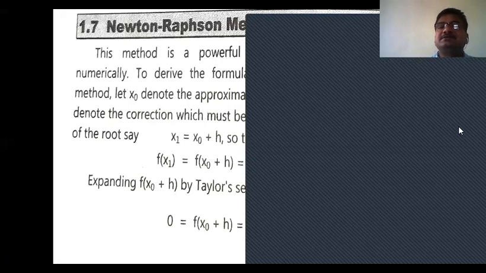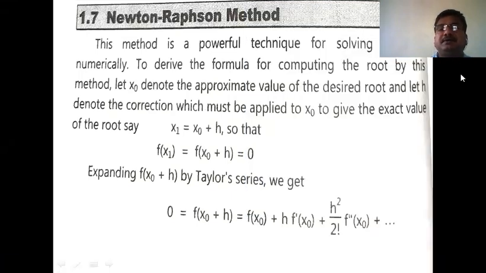That is, what are algebraic equations? The equations of the type x cubed plus 2x square plus 3x is equal to 0 are algebraic equations. And if the equation is of the form x into sine x plus e raised to x is equal to 0, suppose, this is a transcendental equation. This method is useful to find the root of the transcendental equation as well as algebraic equations.